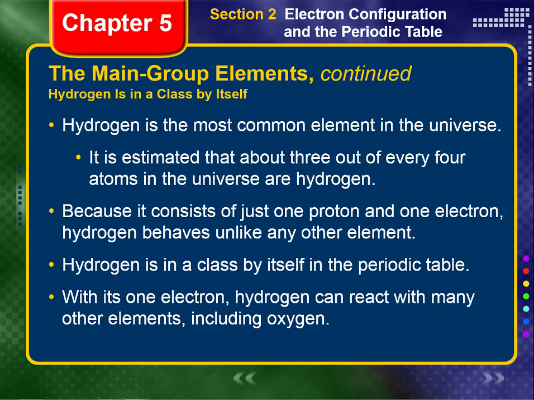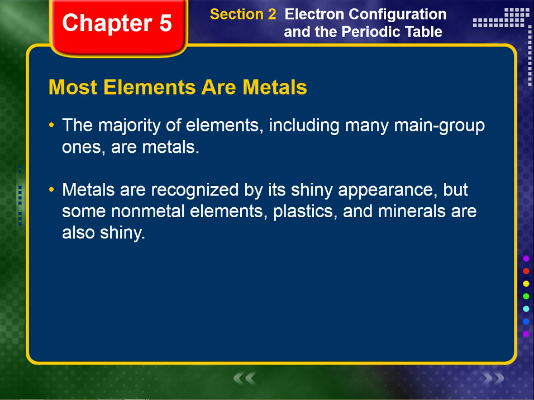Hydrogen is actually in a class all by itself, right? It is in group 1, but we certainly don't call it an alkali metal. Hydrogen is the most common element in our universe, by far. It is estimated about 3 out of every 4 atoms in our universe is hydrogen. Because it consists of just 1 proton and 1 electron, hydrogen behaves unlike any other element. Hydrogen is therefore in a class by itself on the periodic table. With its 1 electron, hydrogen can react with many elements, including oxygen.